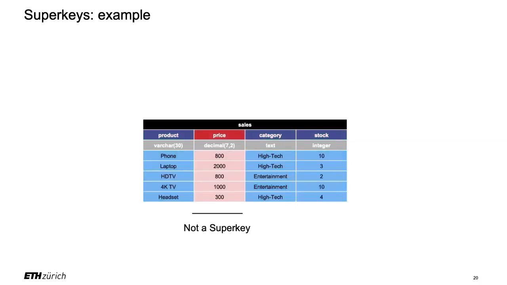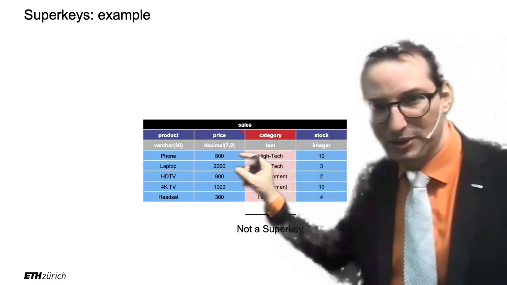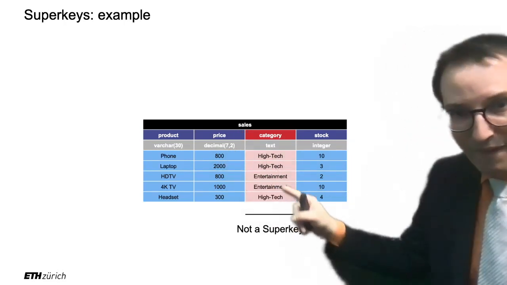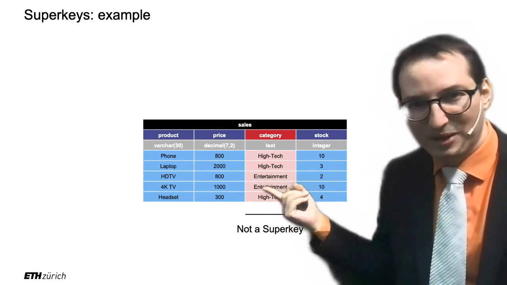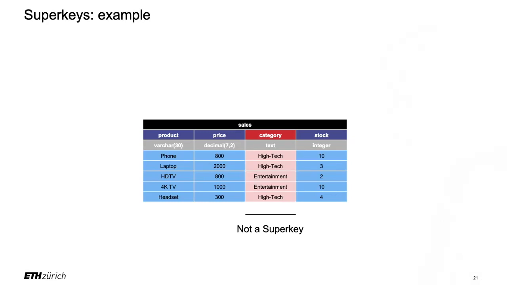Okay. So this is not a super key. This is also not a super key. Now it's also almost automatic, right? Why is it not a super key? Because we have twice the same value. For example, we have here twice high tech, right? So for example, it doesn't determine the price, could be 800 or 2000, I don't know, given high tech. And same for entertainment. I have twice entertainment. So if I tell you it's entertainment, then you don't know. Maybe it's an HDTV, maybe it's a 4K TV, you don't know, right? So it's not a super key, the category.